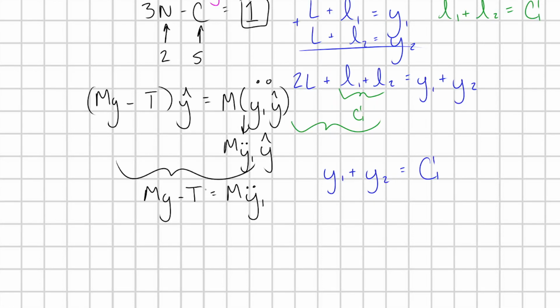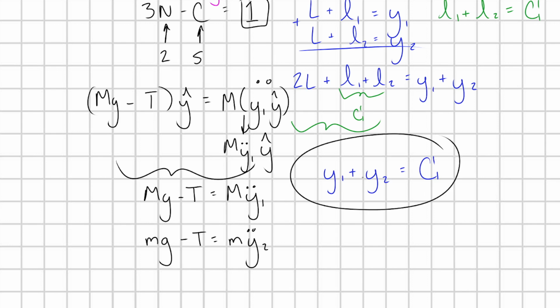And I think it goes without saying that for the little block, we're going to have the exact same equation, just little mg minus T equals little m times now its position y2 double dot. Remember though, red alert. We should only have one independent coordinate necessary to describe the system. So now we have to reference our constraint again.